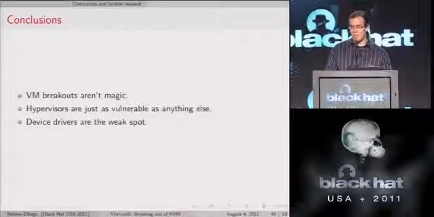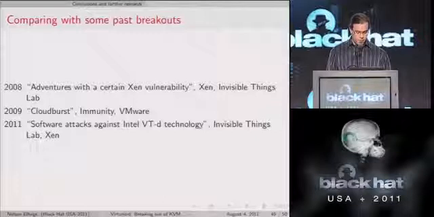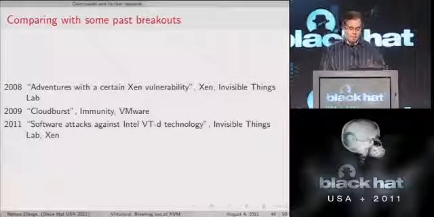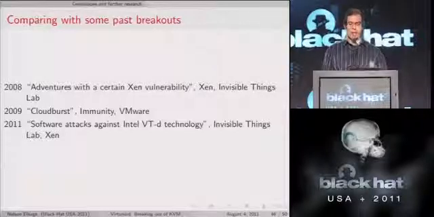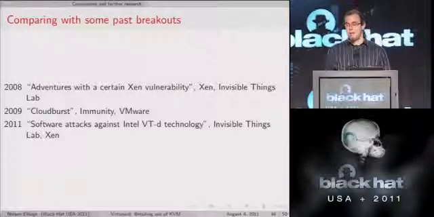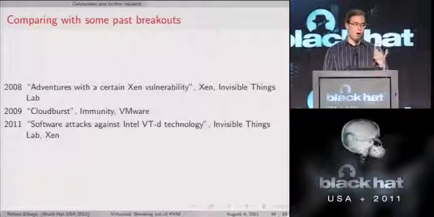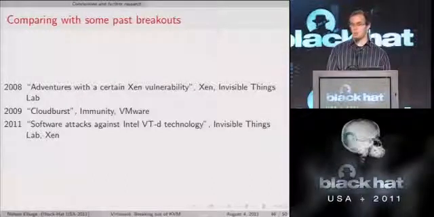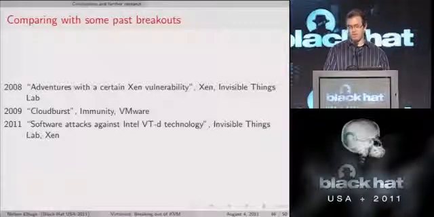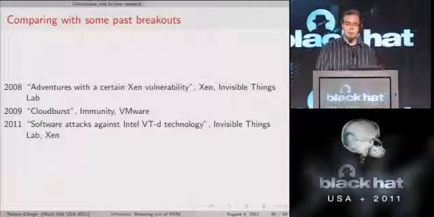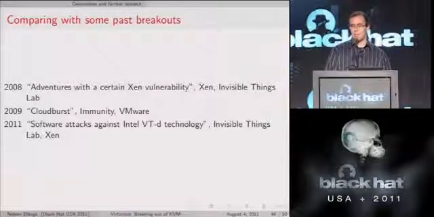And that's where you're going to find your bugs. And if we look at some past breakout attacks, Invisible Things Lab in 2008 published this paper called Adventures with a Certain Xen Vulnerability, where they took a Xen bug and showed how to weaponize that into a full escape. That was a simple integer overflow in the Xen virtual frame buffer, classic bug type. They used some of the similar techniques that I do: ROP, ret to libc, get mprotect, etc.